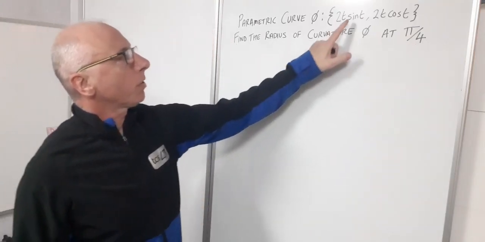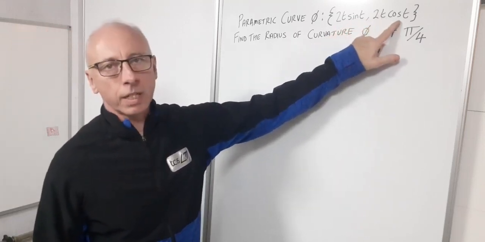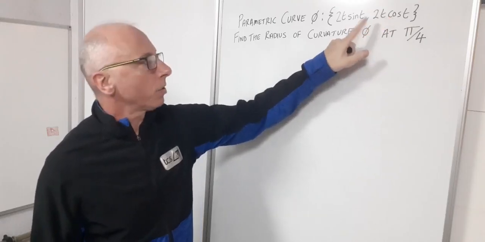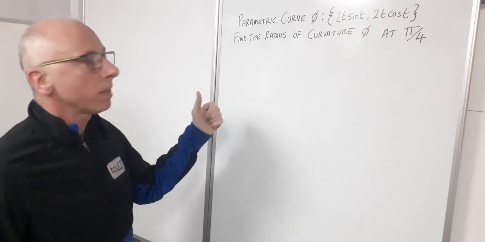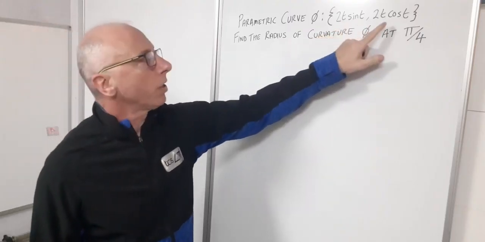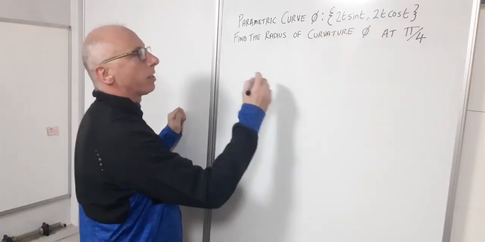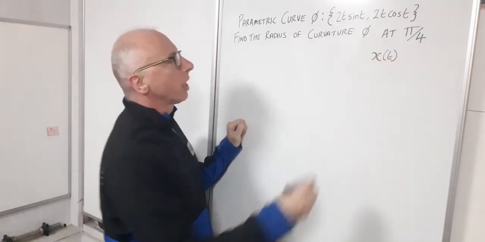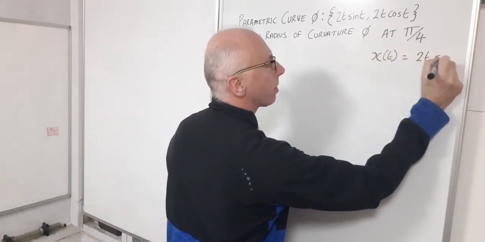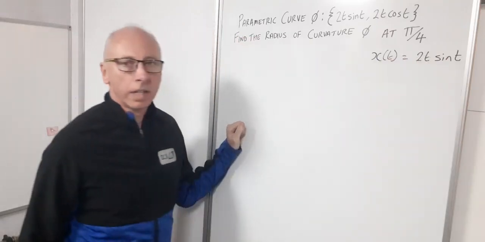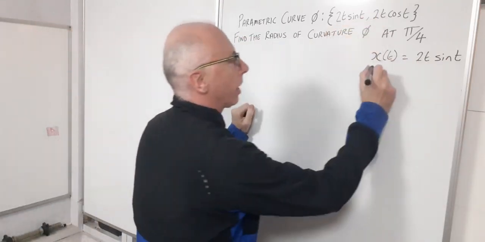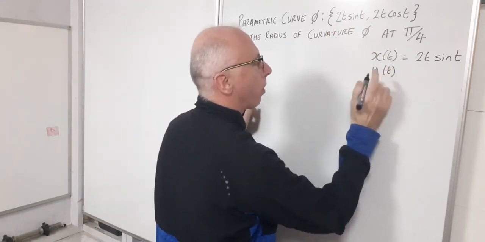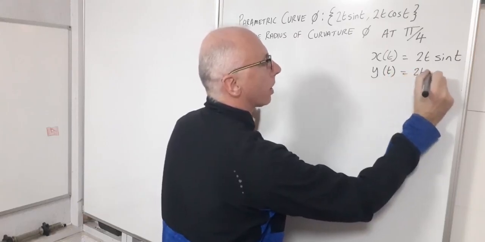Now, notice here we've got 2t sine t, 2t cosine t. Now these are both functions of t. They're not functions of x or y at those 2 points there. So what we're going to do is define x of t as this one, y of t this one. So let's put it on here. So x is a function of t, and it's 2t sine t. And then y is a function of t, and that's 2t cosine t.